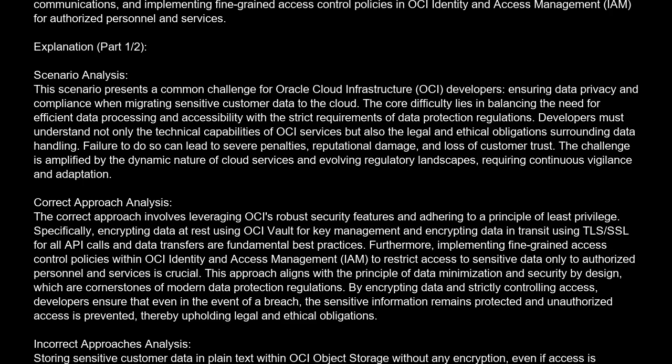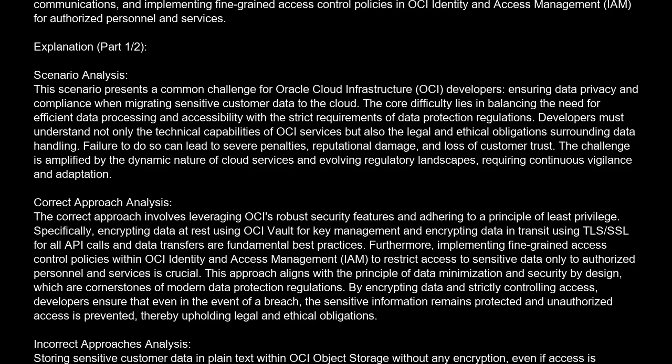Explanation. Scenario analysis. This scenario presents a common challenge for Oracle Cloud Infrastructure, OCI, developers: ensuring data privacy and compliance when migrating sensitive customer data to the cloud. The core difficulty lies in balancing the need for efficient data processing and accessibility with the strict requirements of data protection regulations.